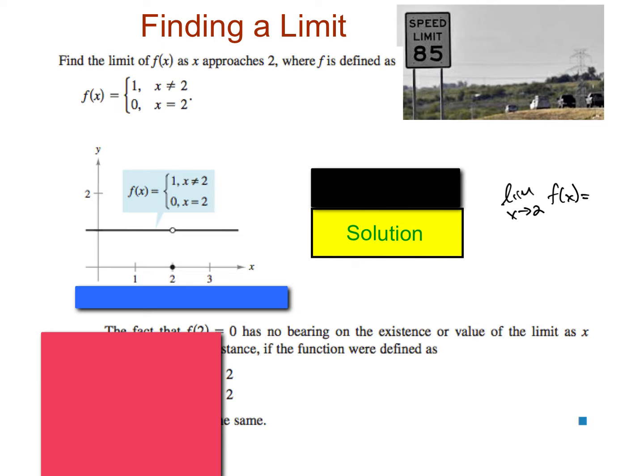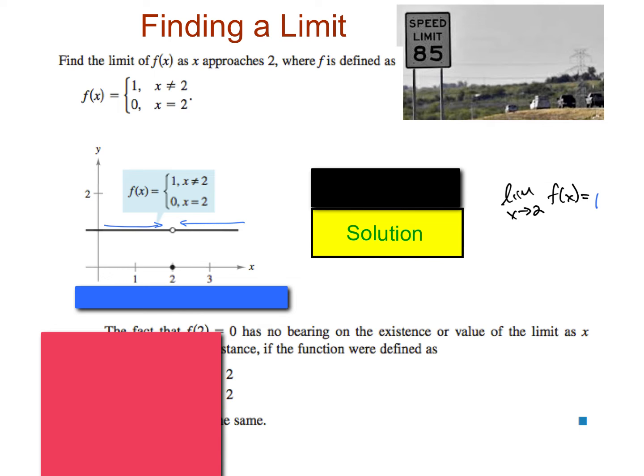But what's the limit? You approach from both sides. So when I approach 2 from both sides, I'm figuring out where it's going. Well, what y value does it look like it's going to? 1. So my limit as x approaches 2 of my function is 1.